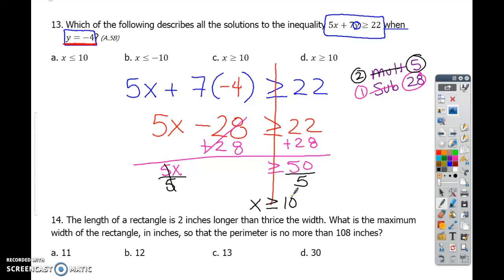Why did I not flip this sign? You do not multiply or divide by a negative, okay? Now this one has two answers. I don't care which one you pick, C or D. That's not what's going to happen on the test. So as long as you know what the answer is, you should be fine.